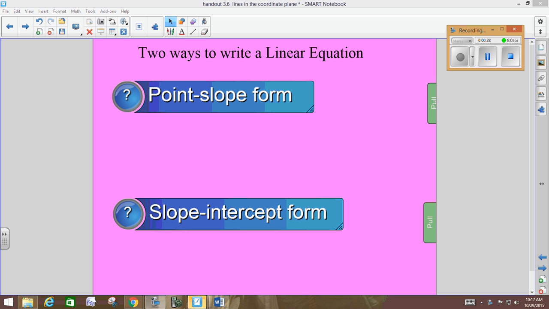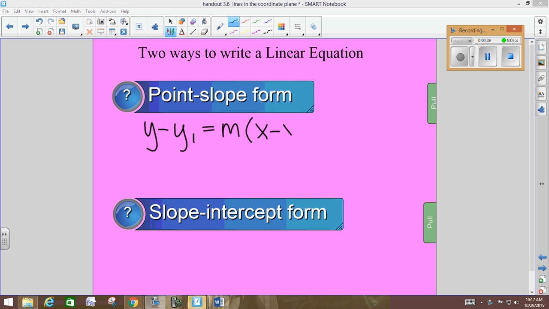When you're writing point slope form, you probably want to write this down: y minus y1 equals m times the quantity x minus x1. That's your point slope form. You need to know two things about the line. What do you think you need to know about the line? Nope. y minus y1 equals m times the quantity x minus x1.